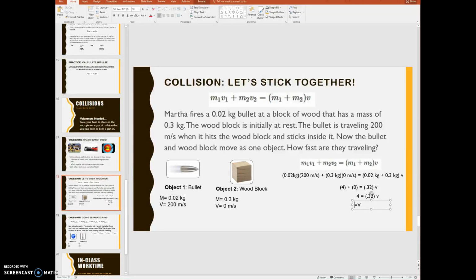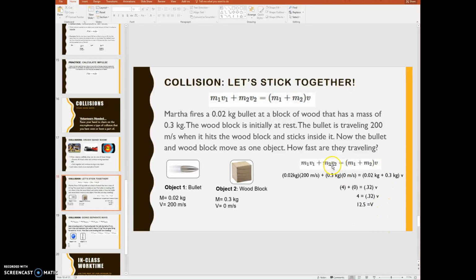I can see I'm going to take my value of 4 and divide by the 0.32 that's on the other side, and I get a value of 12.5. So when my question is initially asking me how fast are they traveling, I'm considering how fast are the bullet and block traveling now that they're stuck together.